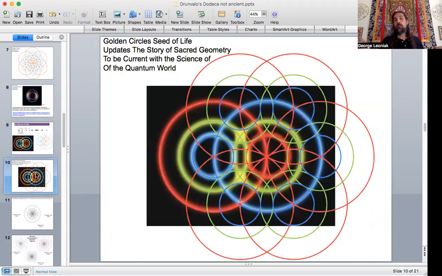Well, there it is. I wanted to put in the slide where I talk about updating the story of sacred geometry to this current science of the quantum world. Of course, the flower of life is always meant to express that interconnectivity and wholeness, at our physical level at least. And like I was saying before, maybe there were mystics who felt this quantum entanglement at a distance, and all sorts of amazing spiritual experiences happened.